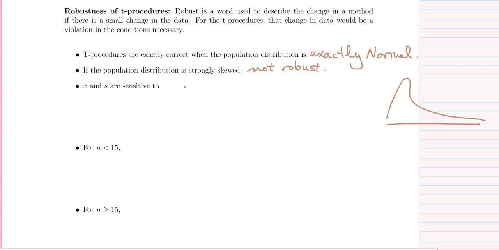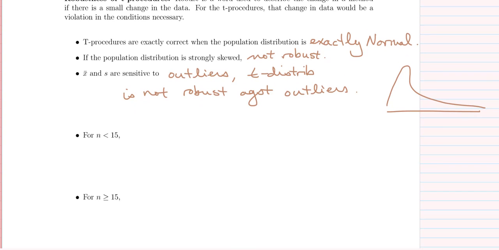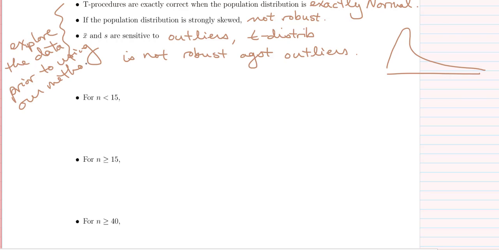Since X bar and S are sensitive to outliers, the T distribution is not robust against outliers. What that means is if we have an outlier in our data, extreme outliers, little outliers, it doesn't matter, then we can't trust the results of our T distribution. And what this really emphasizes is that we need to explore the data, which was the first unit of this class, prior to using our methods. And that's always true. It doesn't matter which methods we end up using.